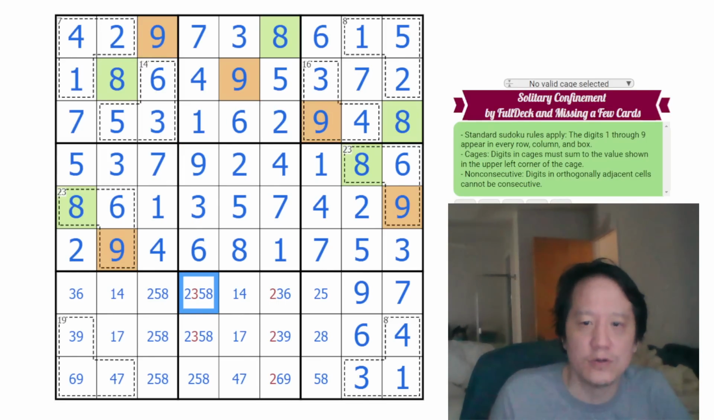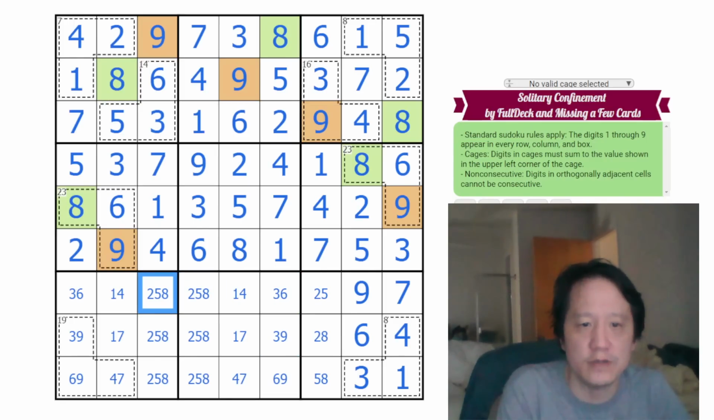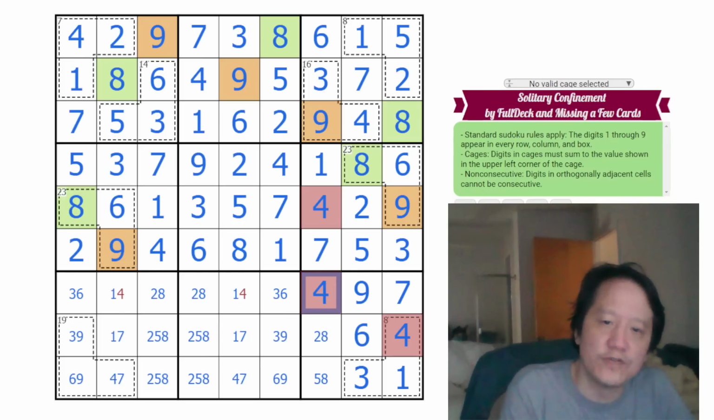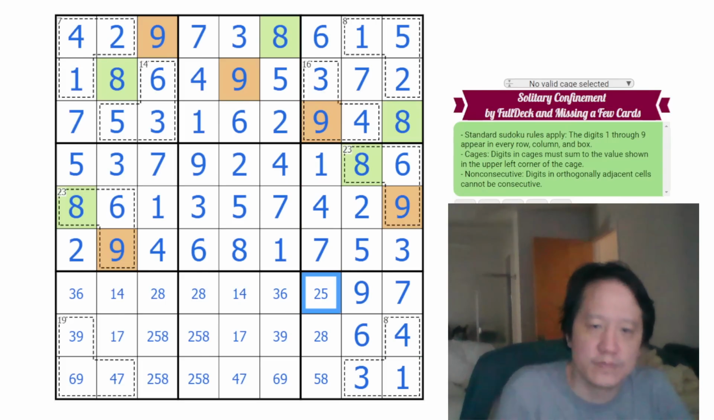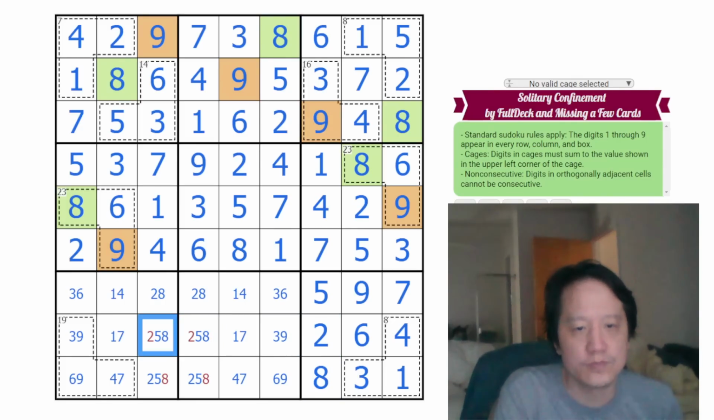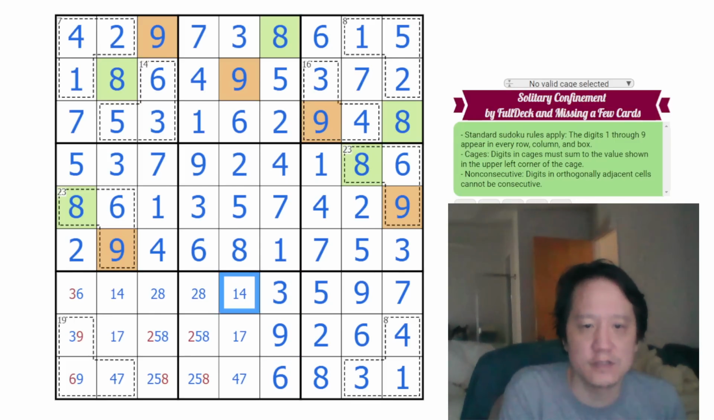Okay, so no 3, no 2, right? This can't be 5 anymore, so we have 2, 8, so this is 5. So we have, oops. This is 5, 8, 2. So no 6, so this is 3, 9, 6. This is 6, so we have 3, 9, and 7.